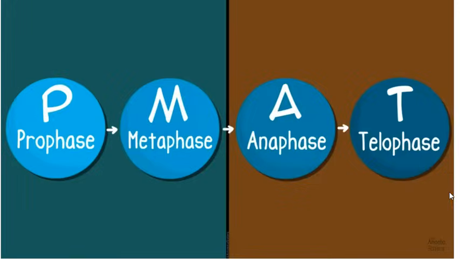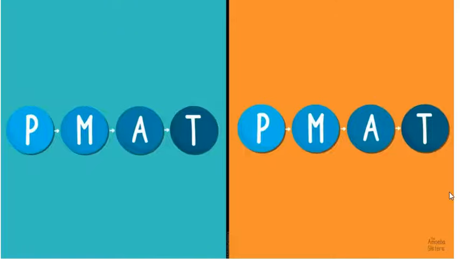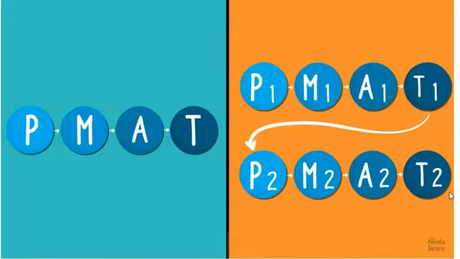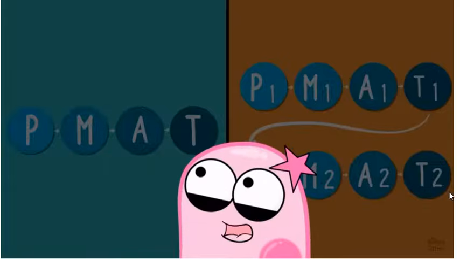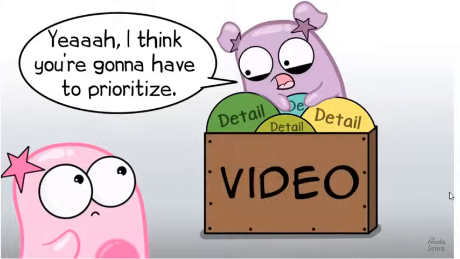When learning the stages, we give the acronym PMAT, which is helpful for understanding the stages. Both mitosis and meiosis go through these stages, but meiosis goes through them twice, and therefore has a number next to each PMAT stage. We're going to show some basic events for each PMAT stage, but please know that there is way more detail to explore than what we can include in this quick video.